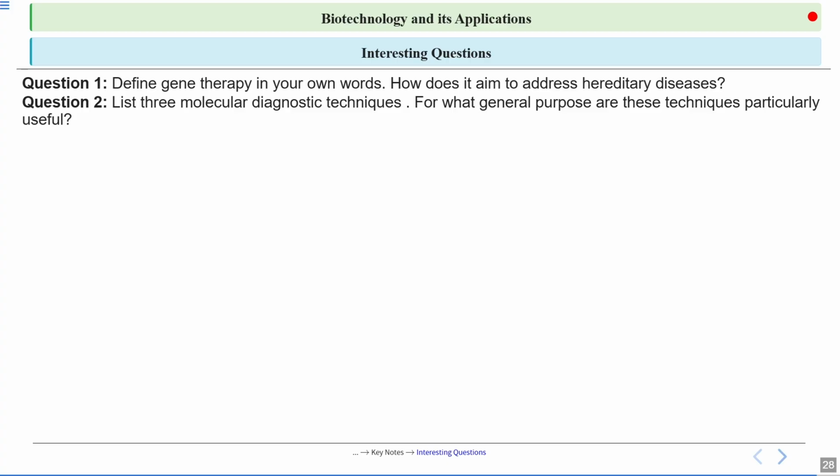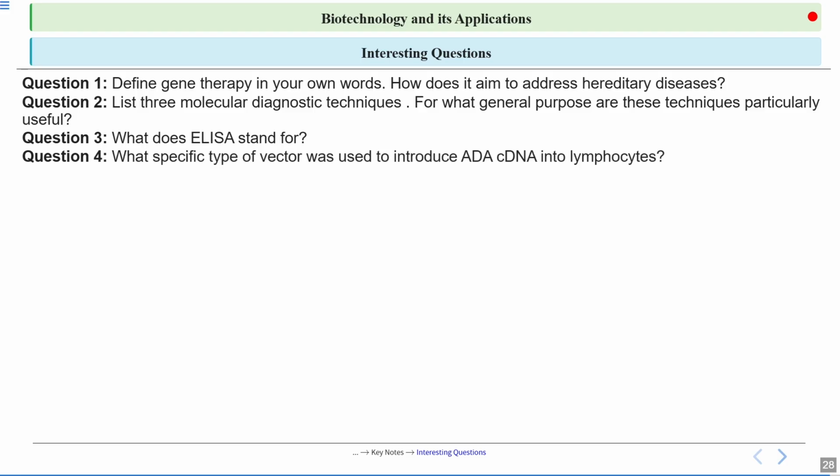We have studied that they are useful for genetic mutations, cancer, HIV, infections. You have to write it yourself. What does ELISA stand for? We studied what ELISA stands for. You have to write it yourself. What specific type of vector was used to introduce this ADA complementary DNA into lymphocytes? We studied which vector is used and why it is used. So you can write what its actual function is and why it has been disarmed, all those things.